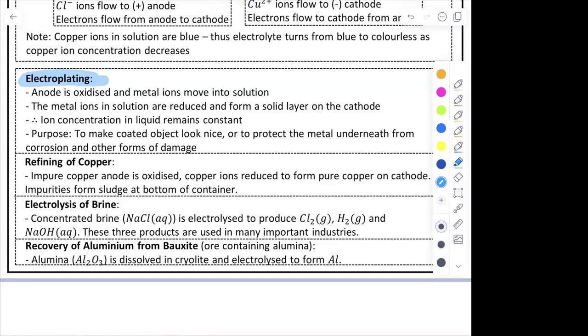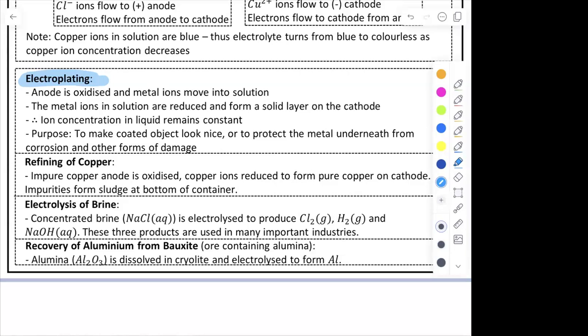Right? So again, in electroplating, the anode is oxidized and the metal ions move into solution. The metal ions in solution are reduced and form a solid layer on the cathode. Therefore, ion concentration in the liquid remains constant because I'm oxidizing one side and reducing the other side, right? We'll look at a quick example of that. The purpose is to make a coated object look nice or to protect the metal underneath from corrosion or other forms of damage. That's electroplating.